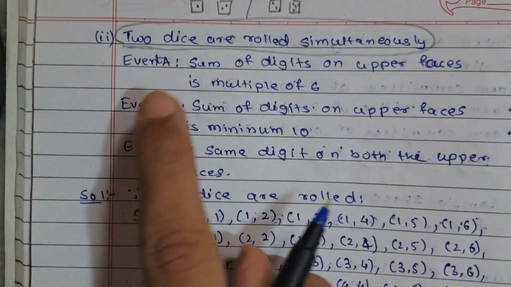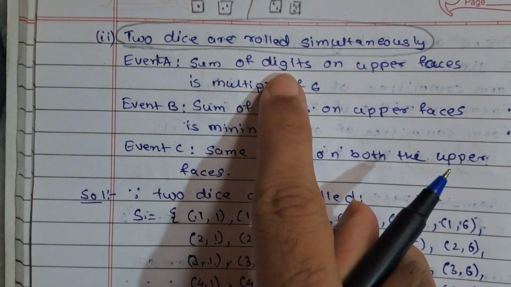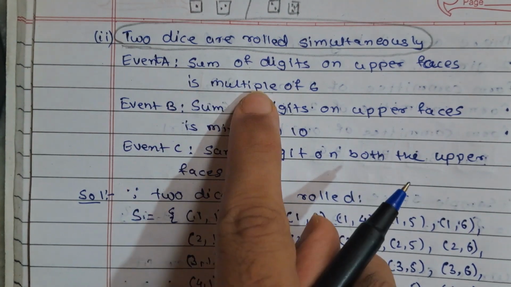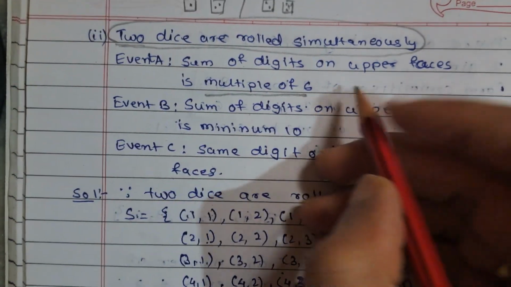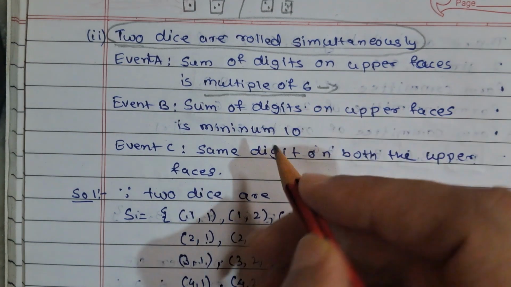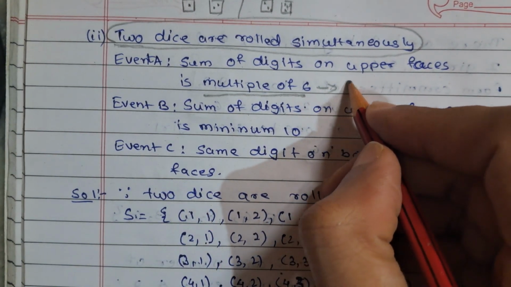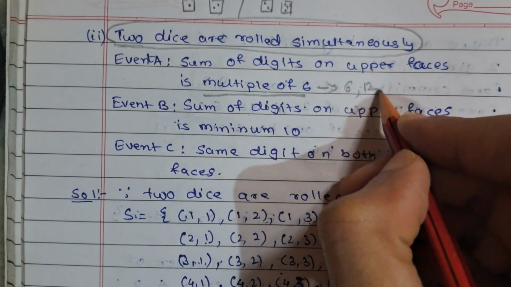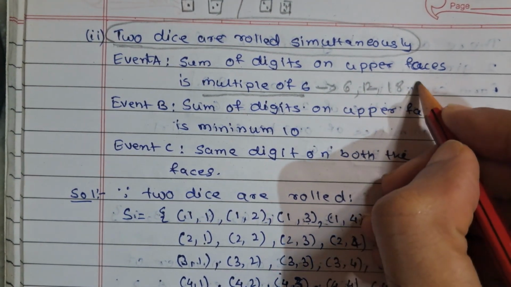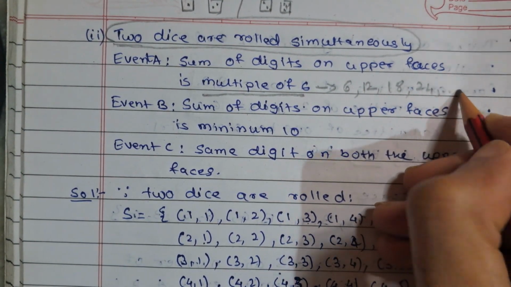The first event, event A, says the sum of the digits on the upper face is a multiple of 6. So what do we mean by multiple of 6? Multiple of 6 means it should be in the 6 table. 6 1s are 6, 6 2s are 12, 6 3s are 18, 6 4s are 24, and this list will go on.